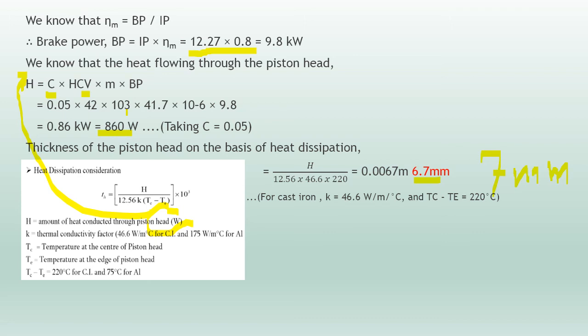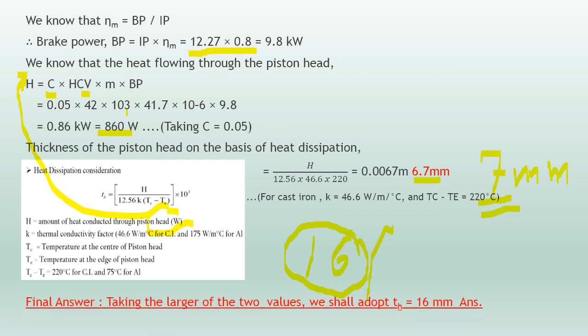Okay, so on the basis of strength criteria you get 16 mm, and on the basis of heat dissipation you get 7 mm. So which is greater? 16 is greater, so you have to take 16 mm for a safe design of the piston head. So your final answer will be taking the larger of the two values: we shall adopt t_H equal to 16 mm, and this is your final answer.